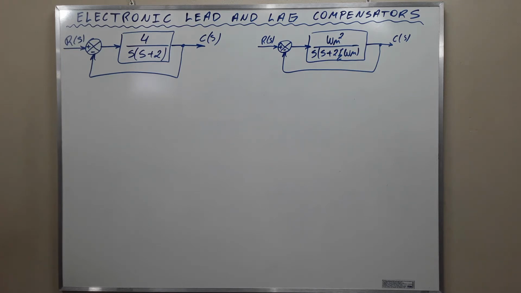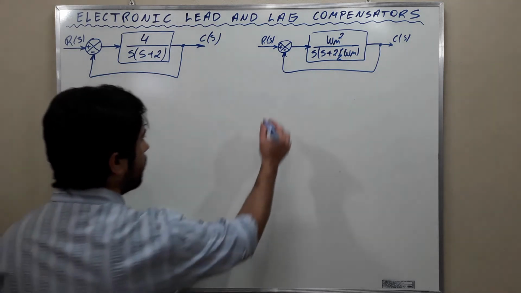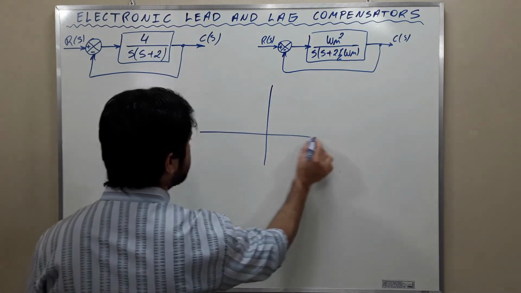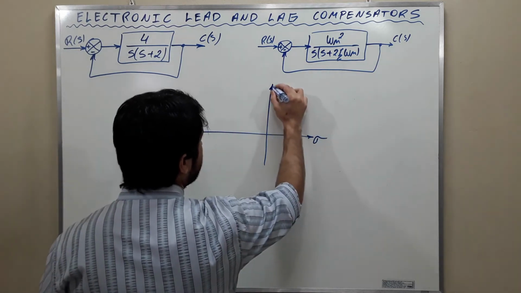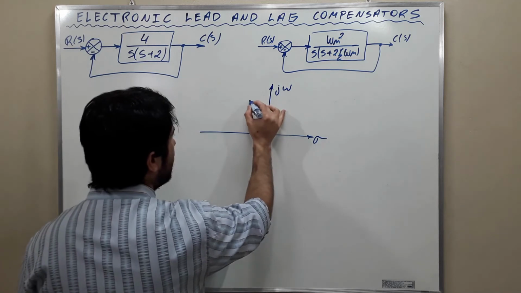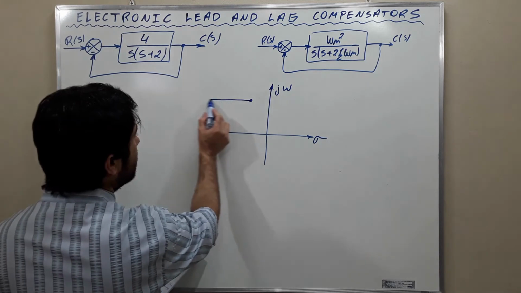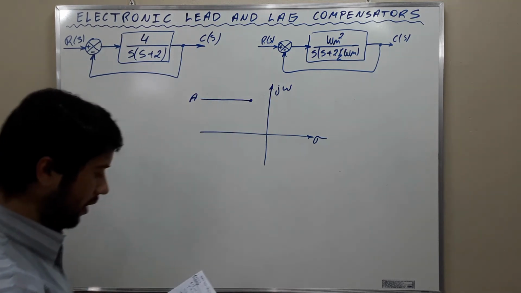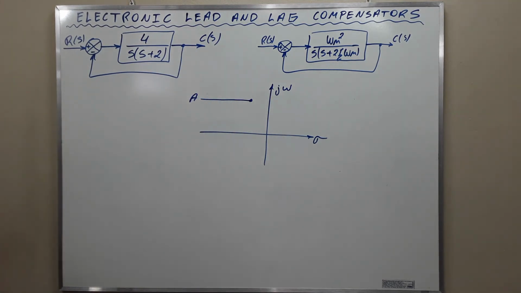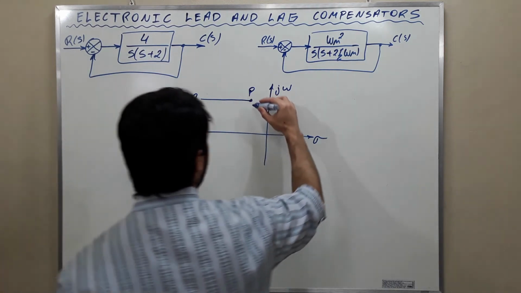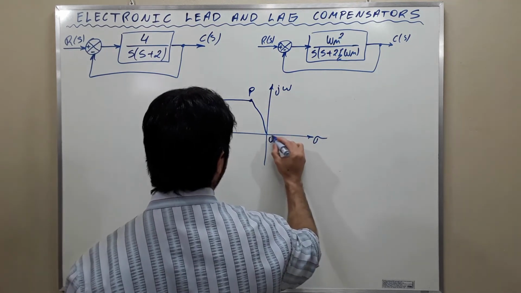First of all, draw a horizontal line passing through P, the desired location of one of the dominant closed loop poles. We're going to have here the complex plane again, sigma j omega. Then we have here the desired location of the pole. We're going to draw a horizontal line here like this, A. And now we are going to draw a line connecting the point P to the origin, okay?